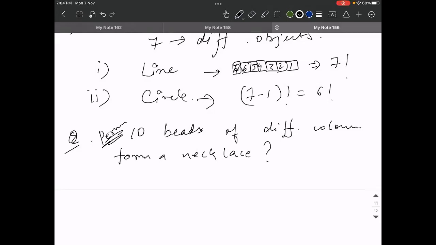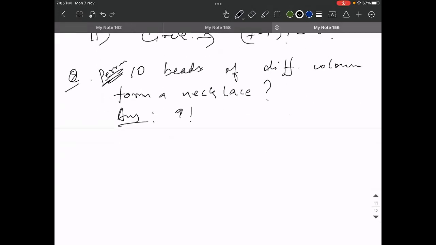Okay. So why is it 9 factorial, Ashwin? 10 minus 1 factorial. Why are we subtracting 1? You have to fix 1. If you fix 1, you are left with only 9 beads of different colors. Yeah, round table. Round table conference also will have questions.